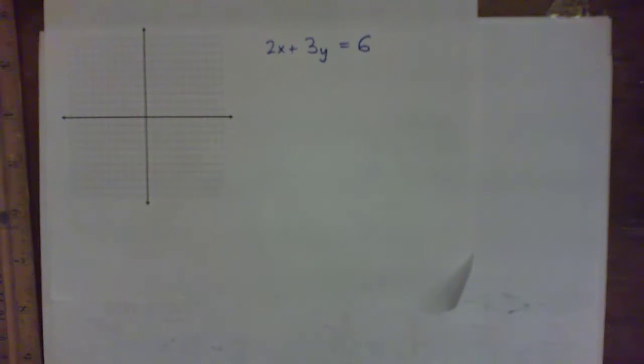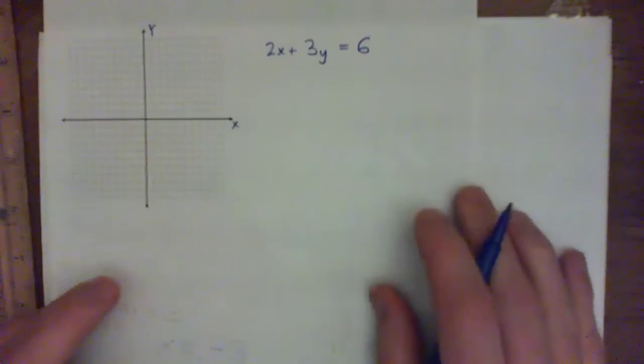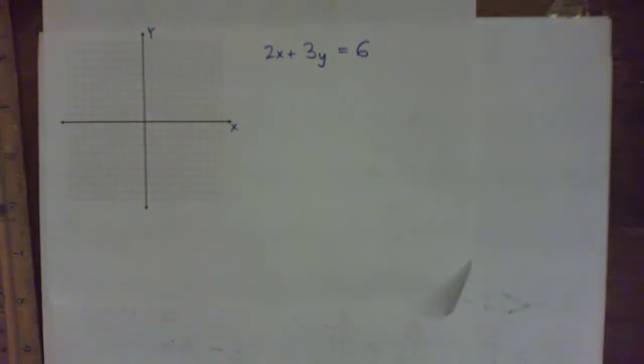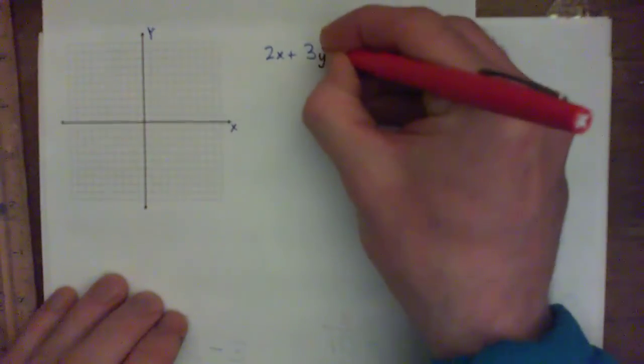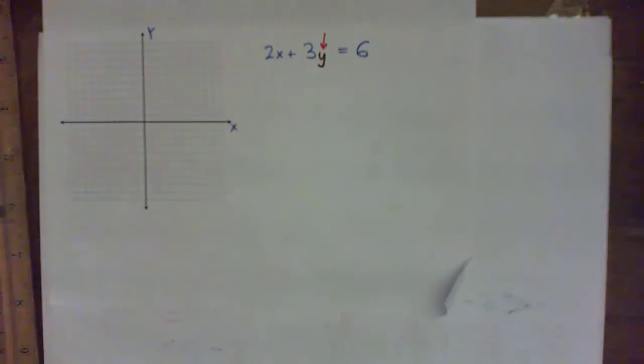So we got 2x plus 3y equals 6. And we're going to graph this equation and then identify the slope and the y-intercept, right? So what we have to do is solve for y. We need to get the y all by itself. If we get y on its own, then it'll look like y equals mx plus b.